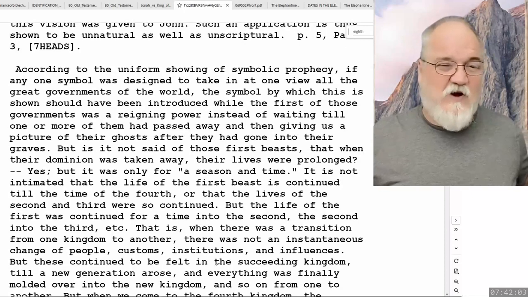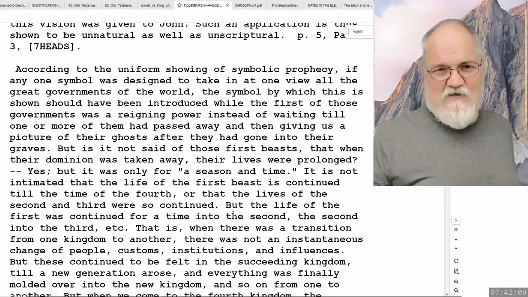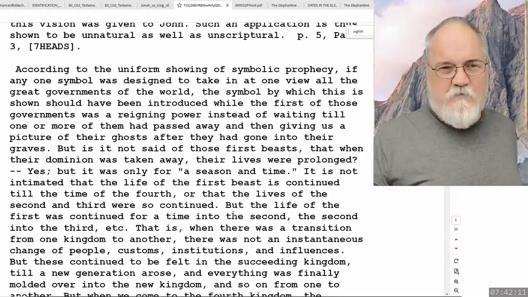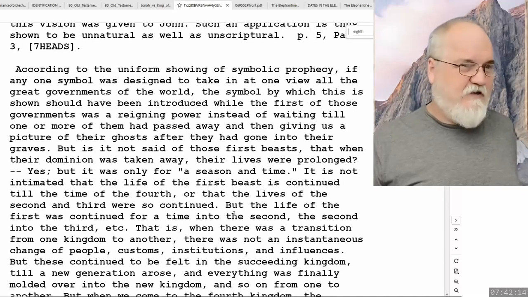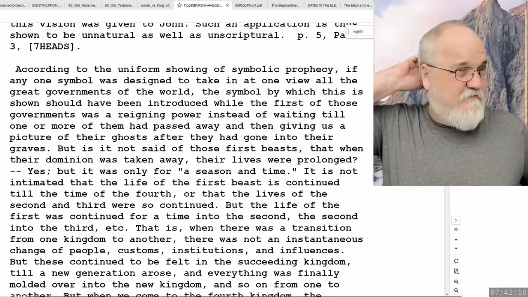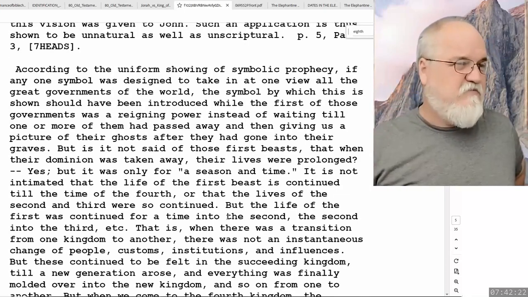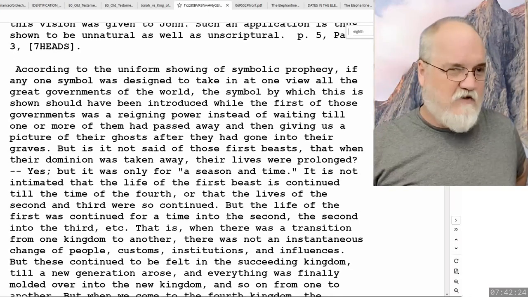And I'm not really sure why he's even trying to make this argument. And if you read this over, maybe somebody can understand it better than me. So if we just read on here, he says, but it is not said of those first beasts that when their dominion was taken away, their lives were prolonged.